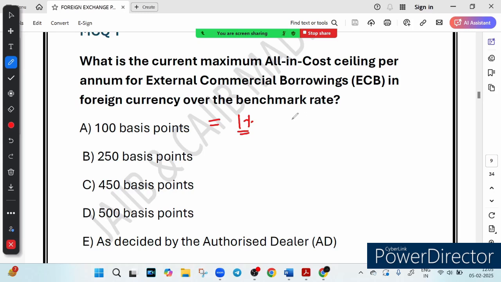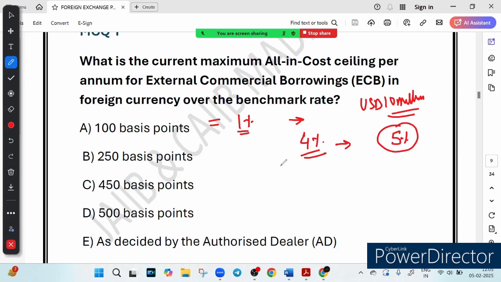Let me give you an example. Suppose an Indian company wants to borrow USD 10 million from a foreign bank, and the benchmark rate is, suppose, 4%. This is the benchmark rate. So a 100 BPS cap would mean the maximum interest allowed is 5%, isn't it? So this is too low. A lender may not be willing to lend at such a small margin.